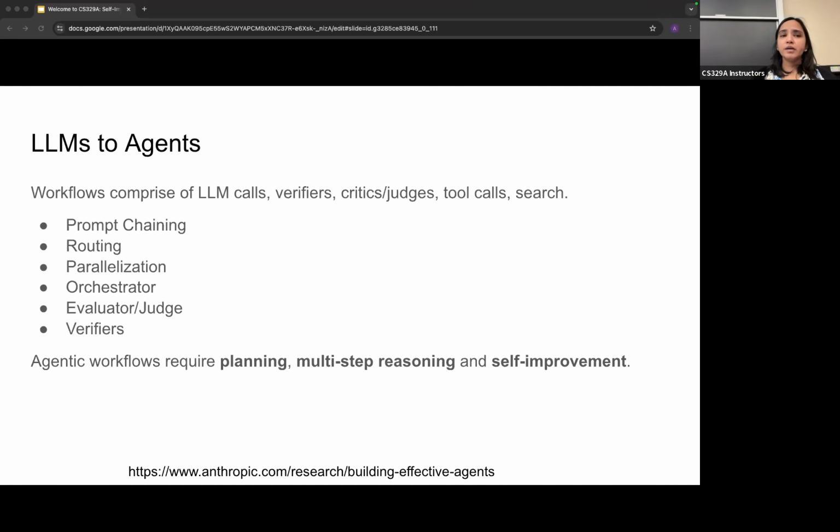So there are different categories of workflows, and I will not go through every one of them, but prompt chaining simply means that you are chaining a whole bunch of LLM calls sequentially.